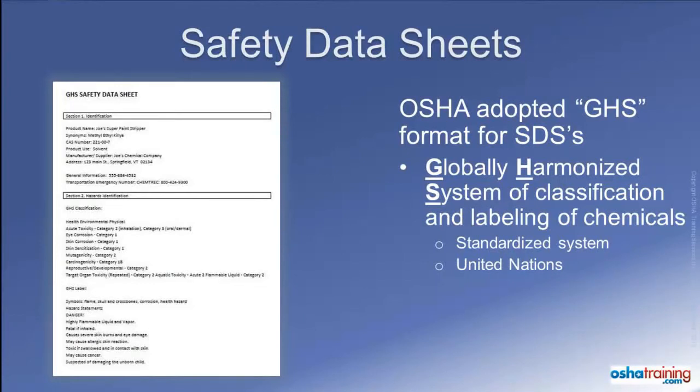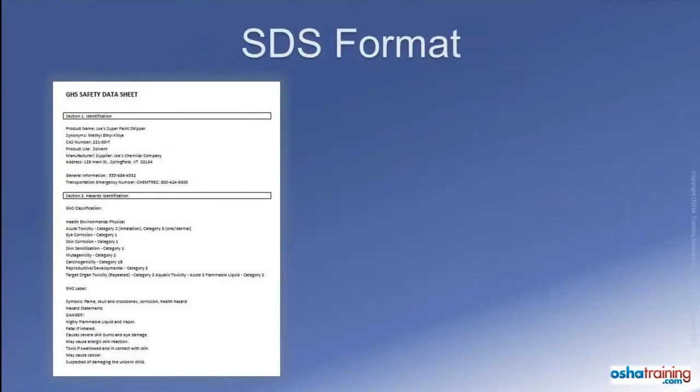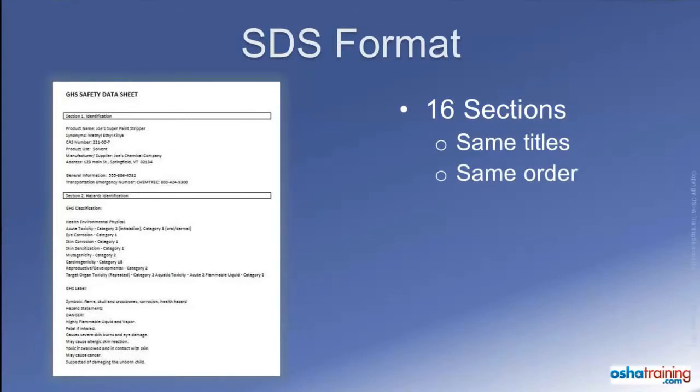once fully adopted and implemented, safety data sheets for products from around the world will be prepared in a standardized format, which is important in our global economy. In the new format, all safety data sheets will be broken down into 16 separate sections. The sections will always have the same titles and will always appear in the same order.